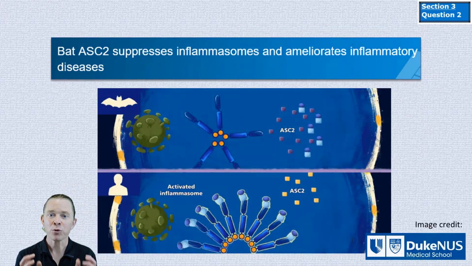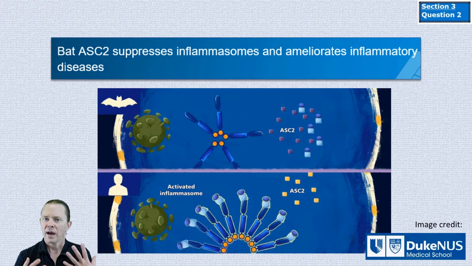Inflammasomes are multi-protein complexes that become activated when pathogens enter a cell, as well as other immune-related responses. However, inflammasomes can also damage the cell by inducing too much inflammation. Because BAT-ASC2 is highly potent, bats can avoid stress-related inflammation during viral infection, which may also partially explain their long lifespans.